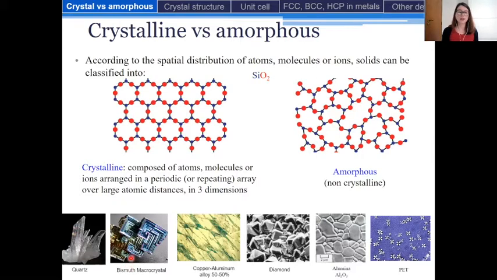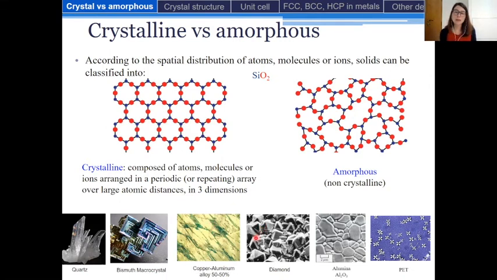Then we have a bismuth macrocrystal. You can see very nice patterns in this bismuth monocrystal. Then we have a copper aluminum alloy, which means we have 50% of copper and 50% of aluminum composing this material. And so we have a crystalline structure in this alloy, in this metal.